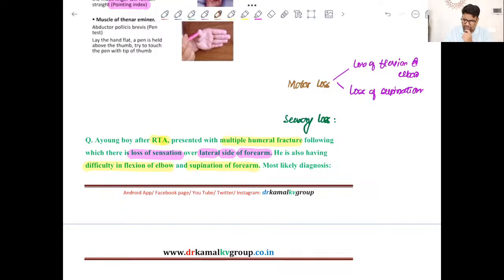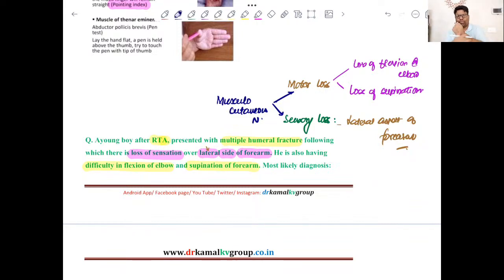And in terms of sensory loss, there is loss over the lateral aspect of forearm. Yes, very good, KK. So this nerve is musculocutaneous nerve, right? So it has got a motor component and a sensory component, and sensory is lateral aspect of forearm, and motor, it supplies actually three muscles, and you can remember it like BBC.